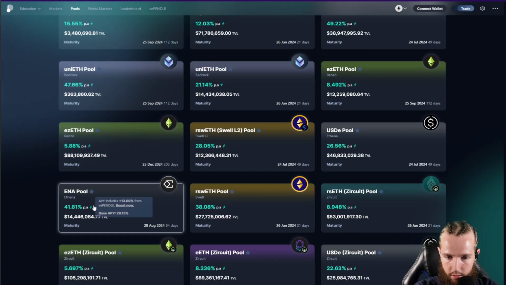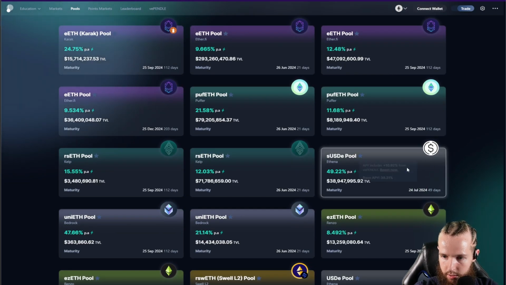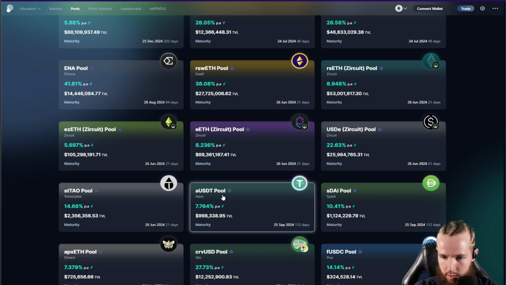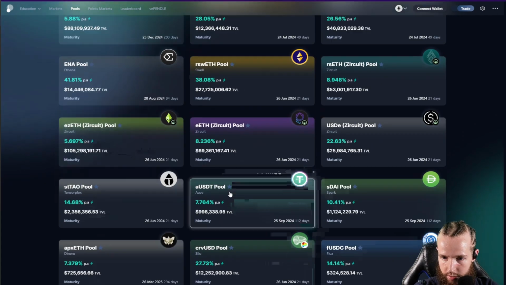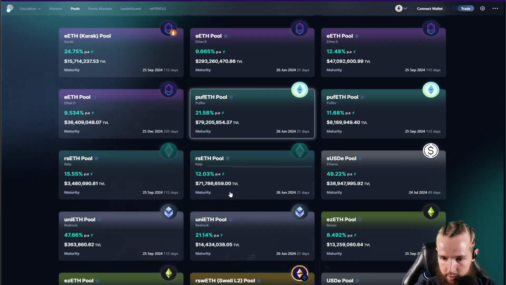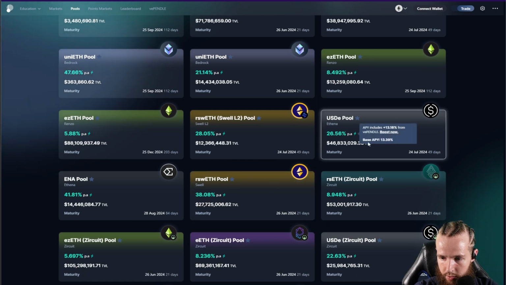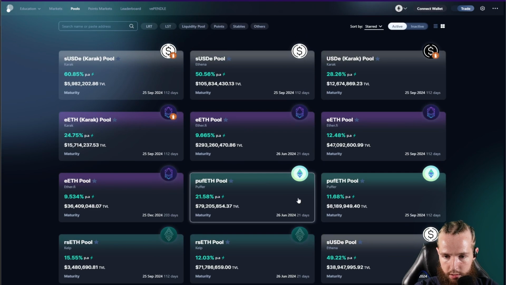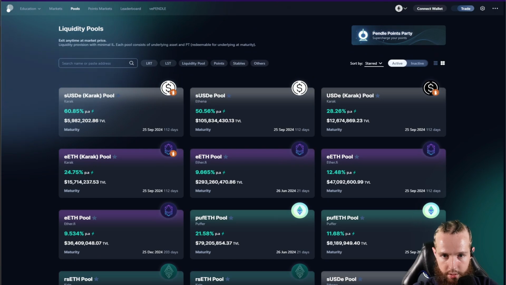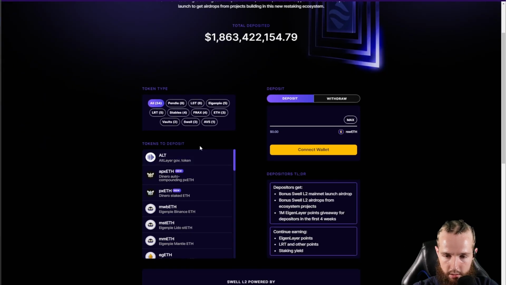Then they have the Athena pool here, as well as the regular sUSDe pool down here again. And they do have regular USDe pools as well, right here. And then one on Zircuit as well. So plenty of opportunity there on Pendle. Let's go over to Swell's Layer 2.